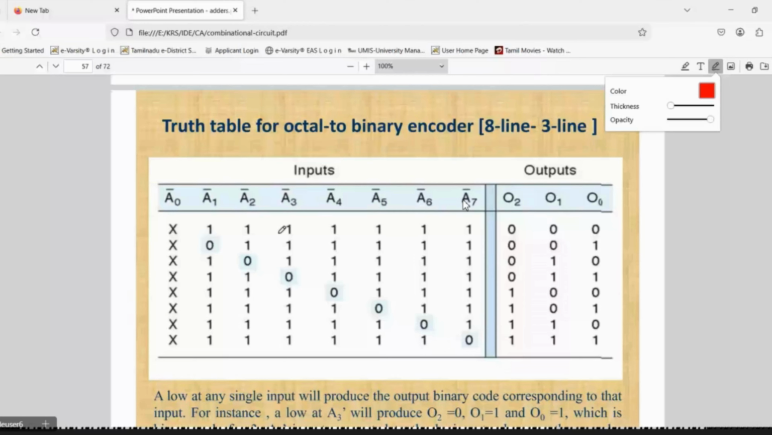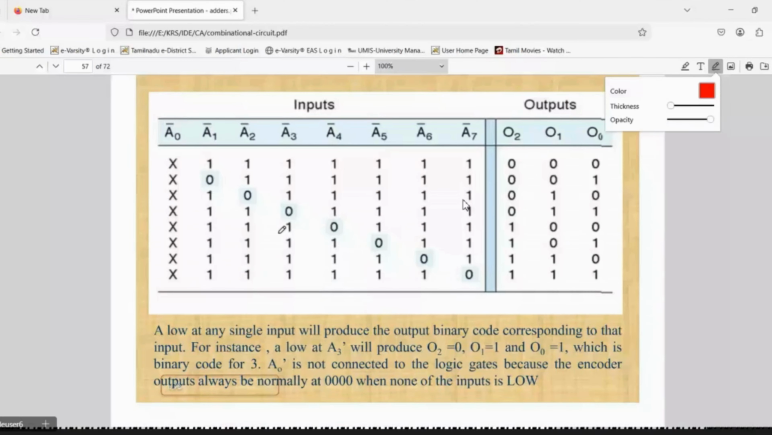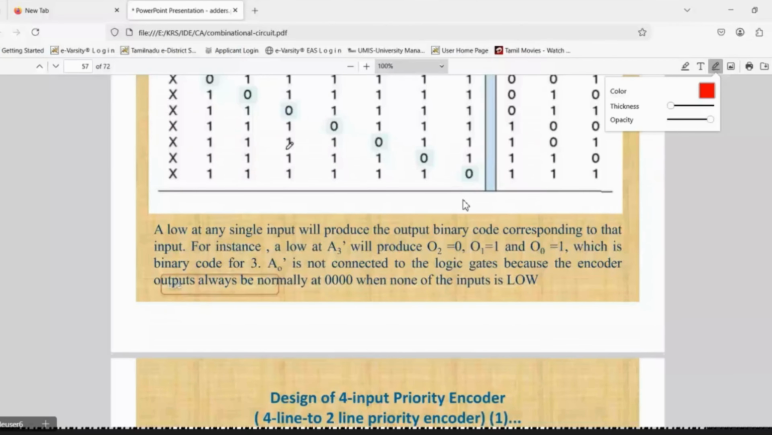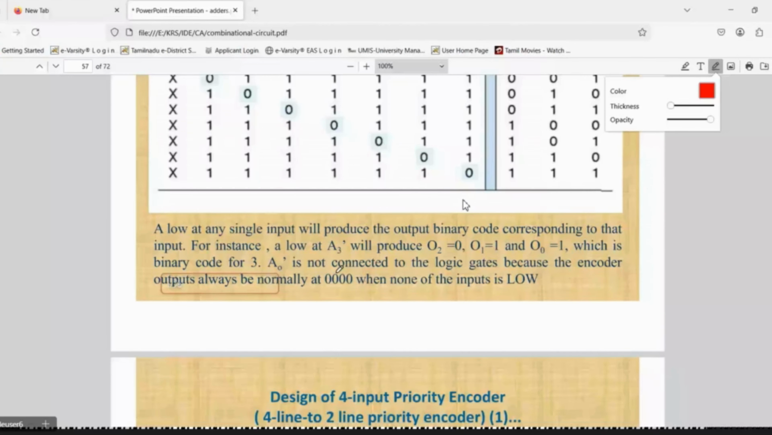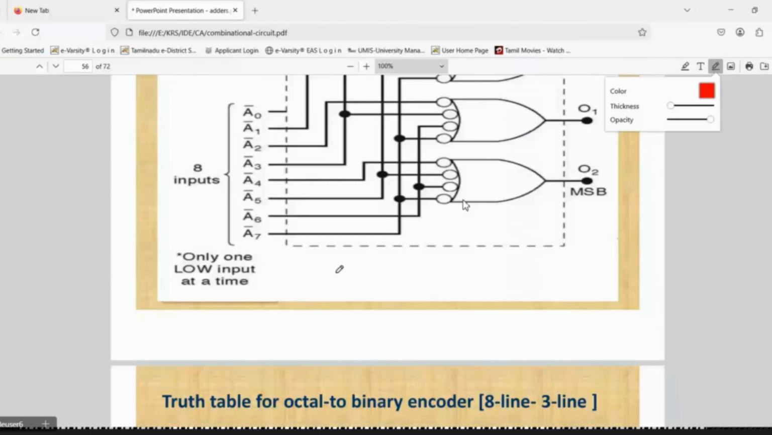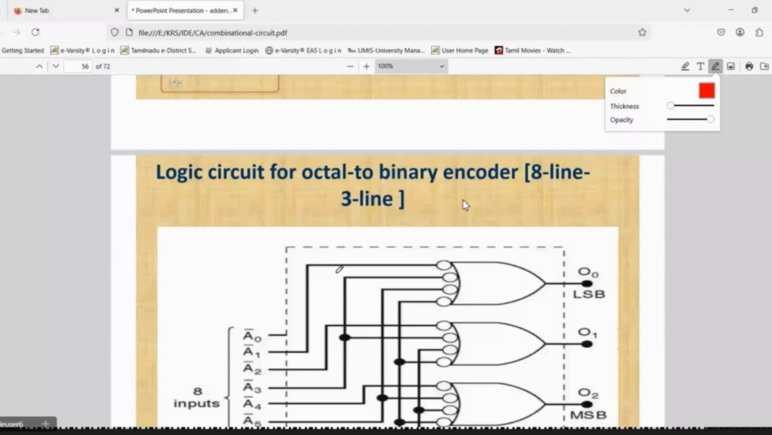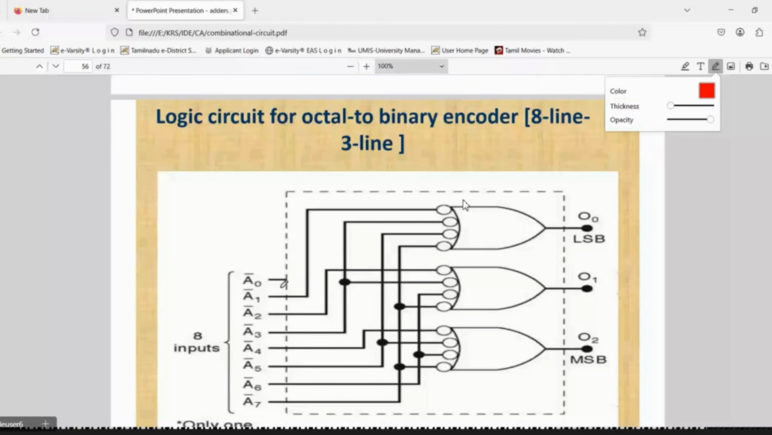A low at any single input will produce the output binary code corresponding to that input. For instance, a low at A1 dash will produce 0 0 1, that is output 1. Then similarly binary code for 3. So இது வந்து octal to binary encoder. So 8 input line, 3 output line.